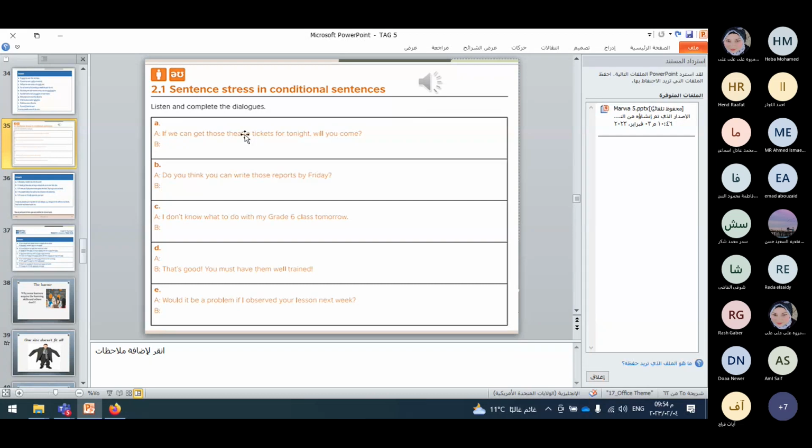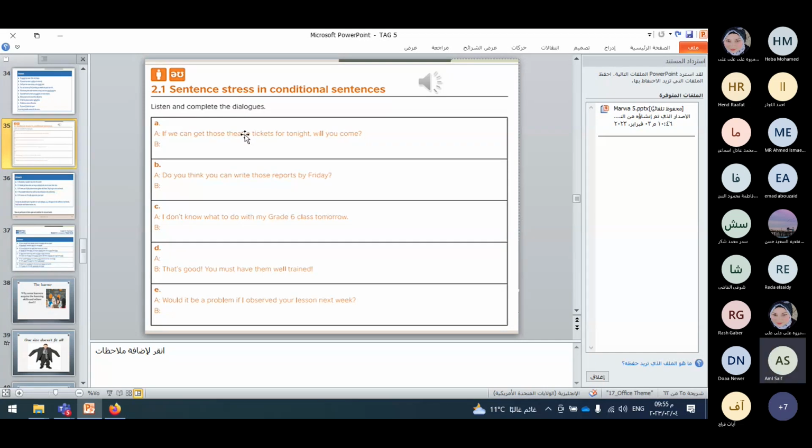What are the stressed words in this sentence? I'm trying to model it, but of course I'm not like a native speaker. Okay, Miss Fathiya will say it. The verb get, and theater, and tonight, and come. Very good. But there is one more word. Just one more word. Who can say it?